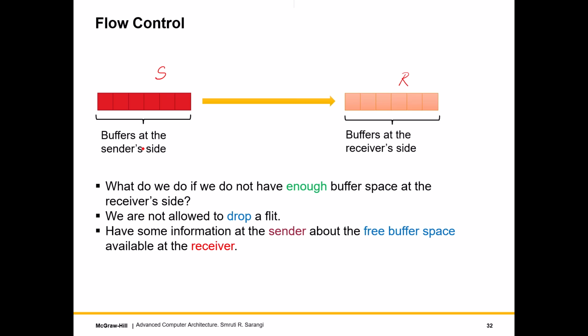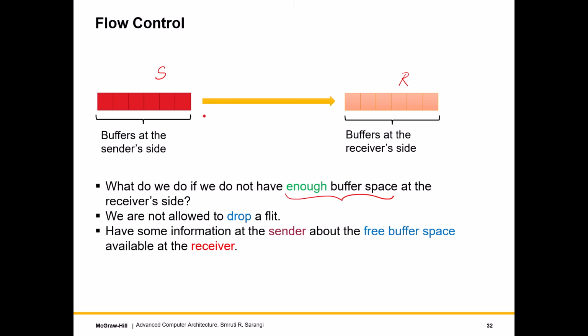Given that you're not allowed to drop a message, it does place restrictions upon us, namely that we have to be very, very careful about the buffer space, because there is finite storage capacity within the routers. We must ensure that a flit is sent from the sender to the receiver only when we are sure that there is enough buffer space available at the receiver. Otherwise, if a message comes and there is no place to store it, we will have to drop it. And dropping the flit in this case is clearly not an option.